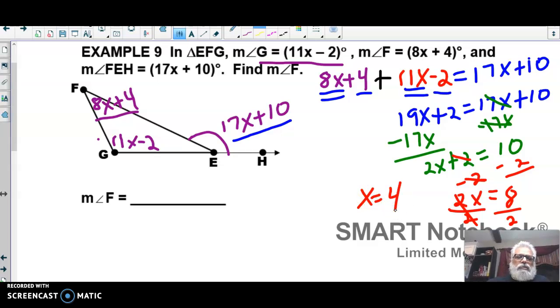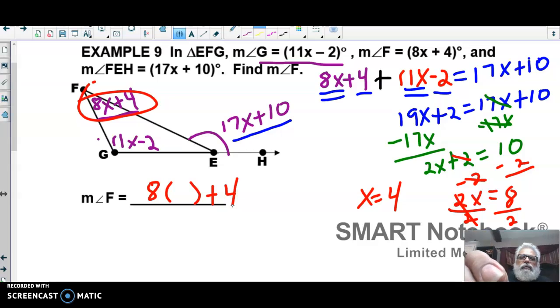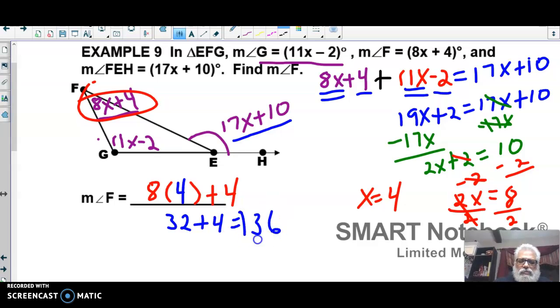Now they want the measure of F, which happens to be this guy right here, so we've got to plug back in. So I'm going to have 8x plus 4, plug in my 4. 8 times 4 is 32, plus 4 is equal to 36.